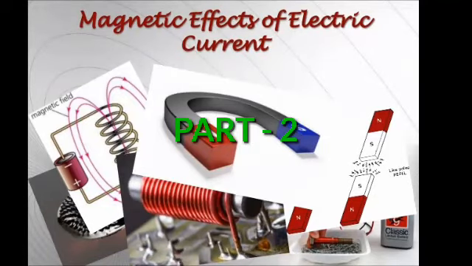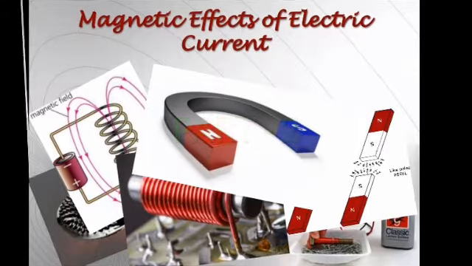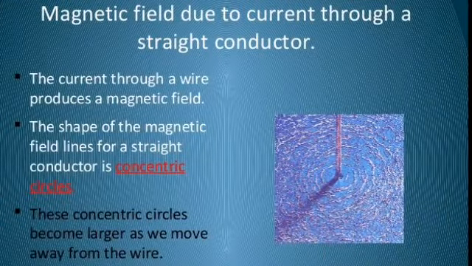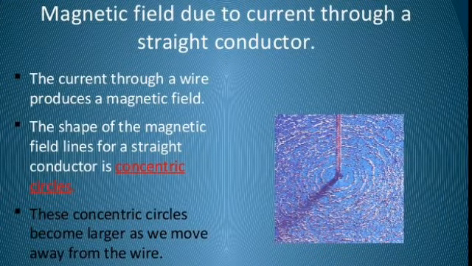Dear students, this is part two of this chapter. Here in this lecture we are going to discuss some important topics like the magnetic field produced by a straight current carrying conductor and the magnetic field produced by a circular loop carrying current. So here we will start with the magnetic field due to a current through a straight conductor.